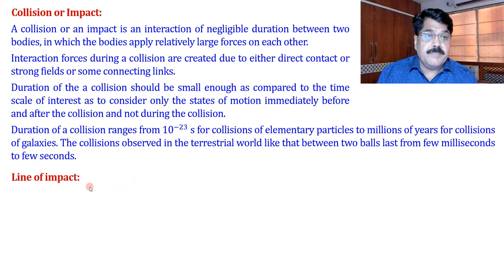Line of impact. Now we come to some important terms while analyzing collision. What is the line of impact? The bodies apply forces on each other. These forces are a Newton's third law pair, so they must be collinear, equal in magnitude and opposite in direction. The line of these forces is called the line of impact. In terrestrial body collision, when bodies make contact, at the contact point we can draw the common normal.